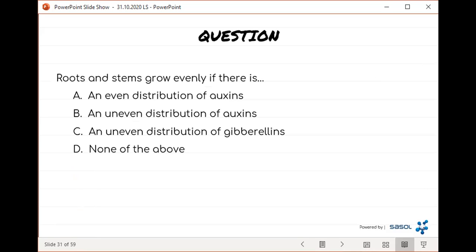Then we can move on to the next question, which says roots and stems grow evenly if there is A, an even distribution of auxins, B, an uneven distribution of auxins, C, an uneven distribution of gibberellins, or D, none of the above. So we are looking for even growth. We know that we need an even distribution of auxins. When you have an even distribution of auxins in roots, the root would grow evenly downwards, and if we have an even distribution of auxins in stems, the stem would grow evenly upwards.